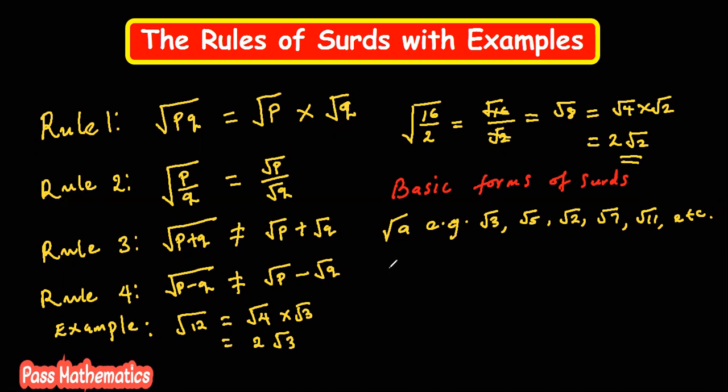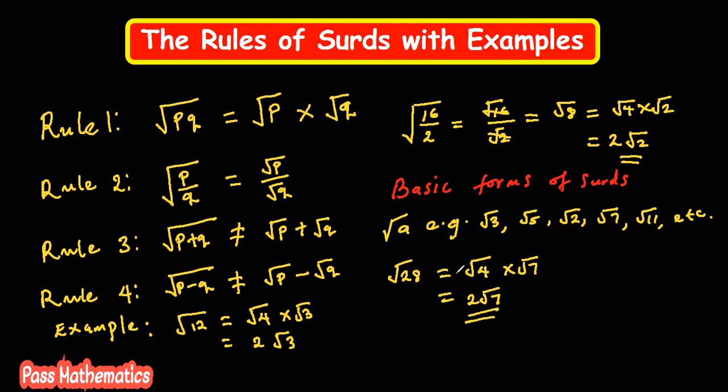For example, let's take root 28 now. Root 28, we can break it into two factors such that one will be a perfect square. That is root 4 times root 7. So this is going to be 2 root 7. This is in basic form now. Okay, so this has been simplified.